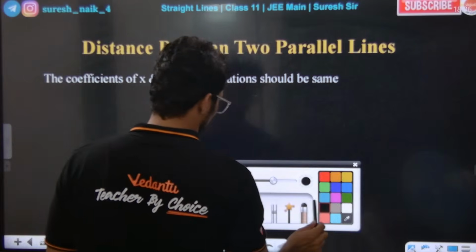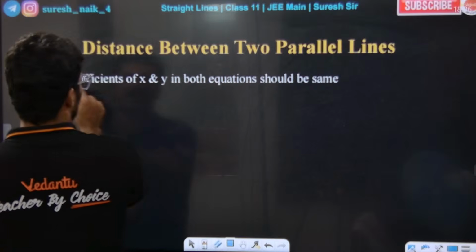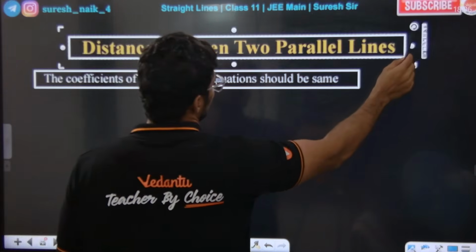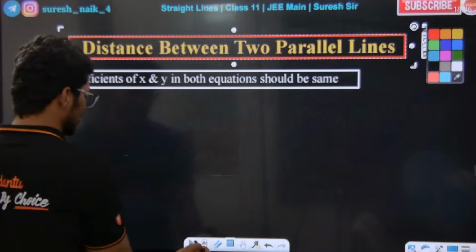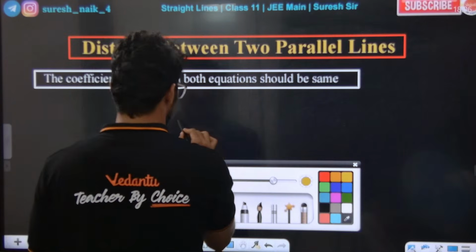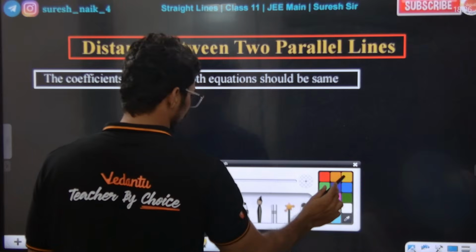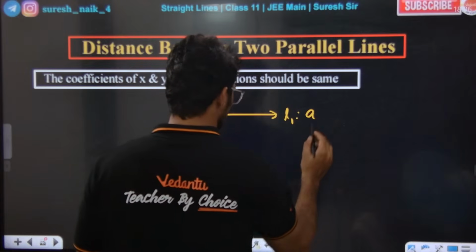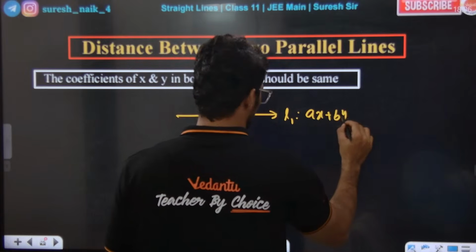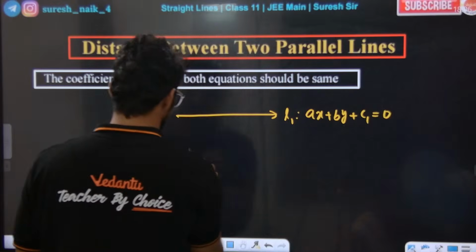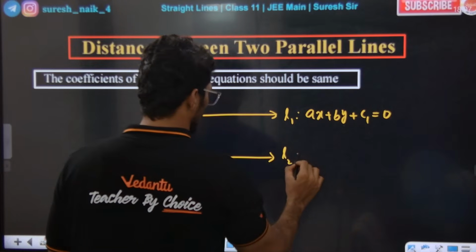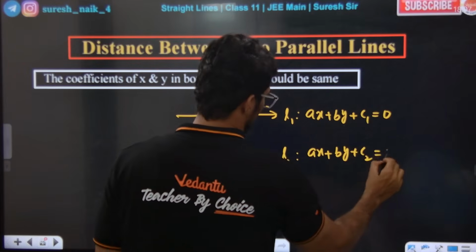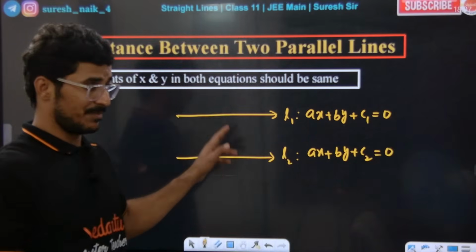Okay, so firstly, what we need to do basically, the coefficients of x and y in both equations should be the same. For example, I'm talking about two lines. Let's say L1 is ax plus by plus c1 is equal to 0. Next, let me say another line L2 is ax plus by plus c2 is equal to 0. This line is parallel to this line.